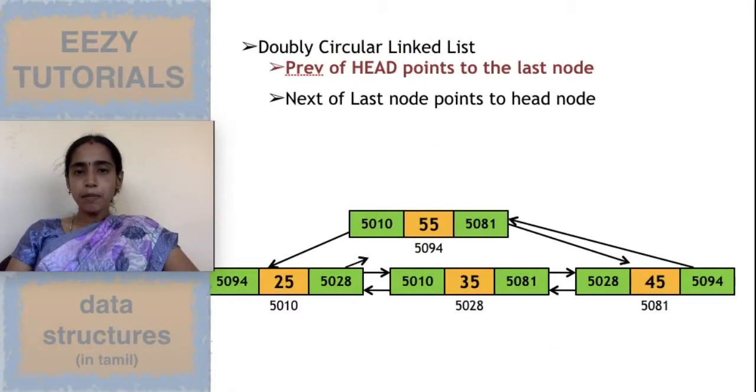Then the last type of linked list is the doubly circular linked list. This is an example of a doubly circular linked list. This is my first node and this is my last node. The previous part of the first node will be having the last node's address, and the last node's next part will be having the first node's address. So the first node's previous part and the last node's next part will be having each other's address. So this is the meaning of a doubly circular linked list.